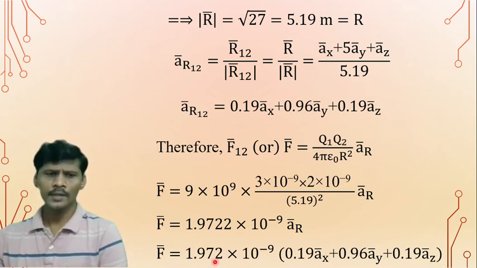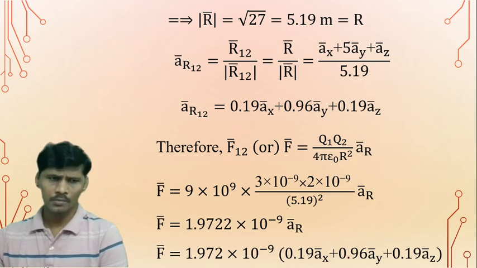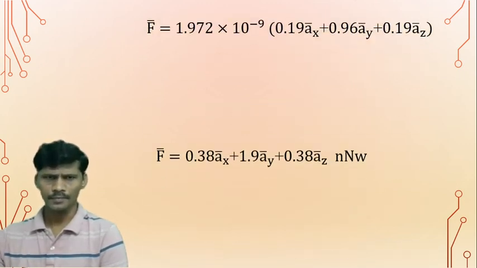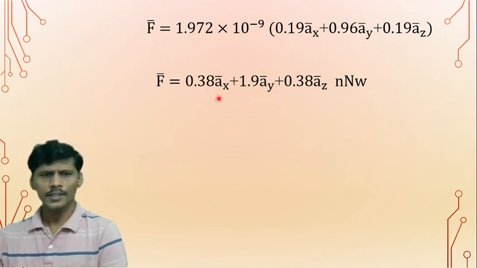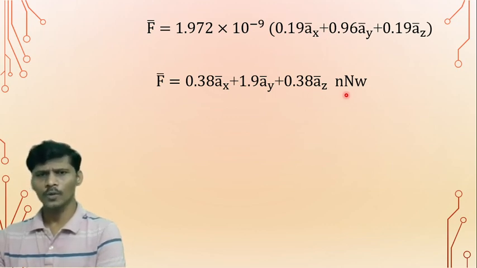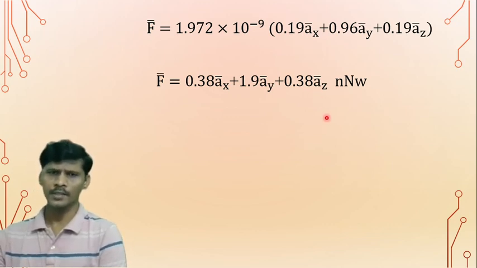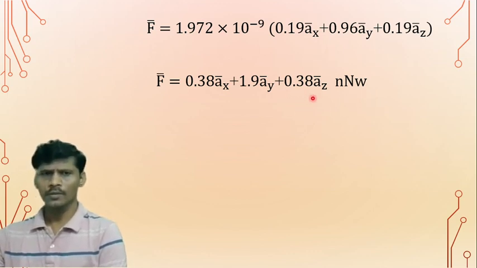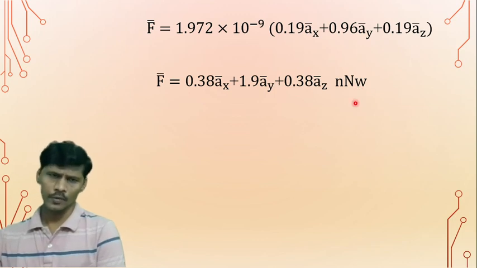Multiplying 1.97 within the bracket term, we get the force F bar is equal to 0.38 ax bar plus 1.9 ay bar plus 0.38 az bar into 10 to the power of minus 9. 10 to the power of minus 9 is nano, and the force is measured in newtons. So therefore, nano-newtons.